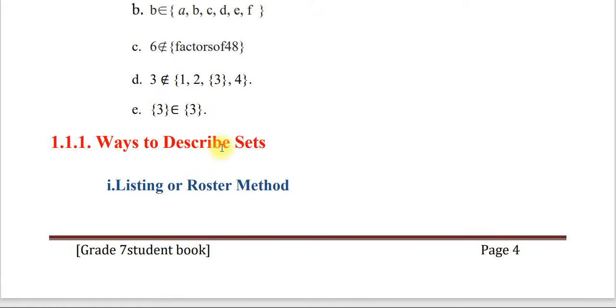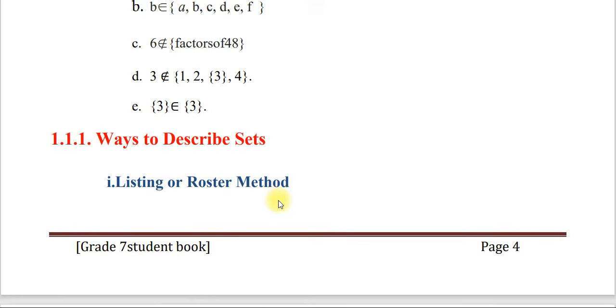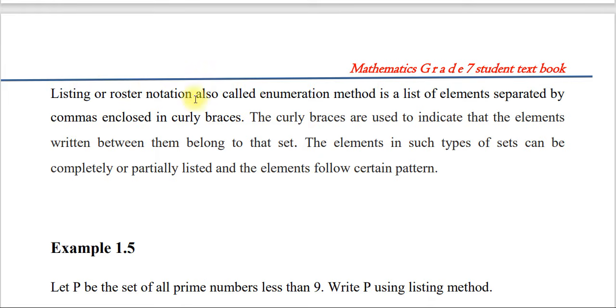የመጀመሪያው listing or roster method ነው። Listing or roster notation, also called enumeration method, is a list of elements separated by commas enclosed in a curly brace. Look, listing ወይም roster notation የምንለው እንግዲህ ሜምበሮችን ምን ማድረግ ነው? መዘርዘር ነው። እያንዳንዱ ሜምበር መዘርዘር ነው። ስንዘረዝር ግን ሁለት ምን ያስፈልገናል? ብራስ curly brace ያስፈልገናል። በእያንዳንዱ ሜምበር ወይም ኤሌመንት መካከል ደግሞ ኮማ ማስገባት ያስፈልገናል ማለት ነው። So, the curly braces are used to indicate that the elements written between them belong to that set.